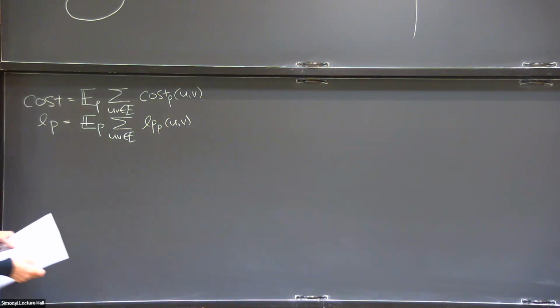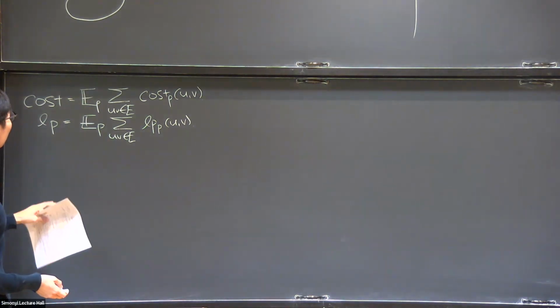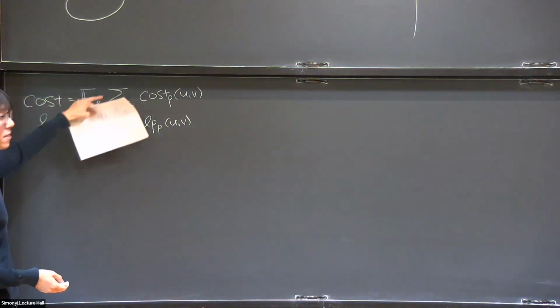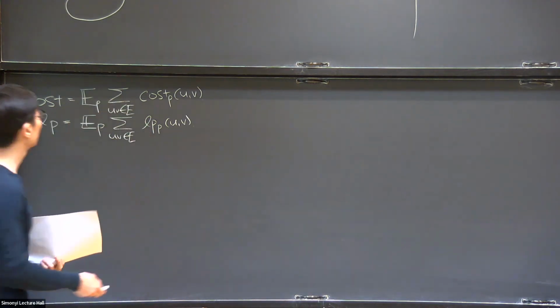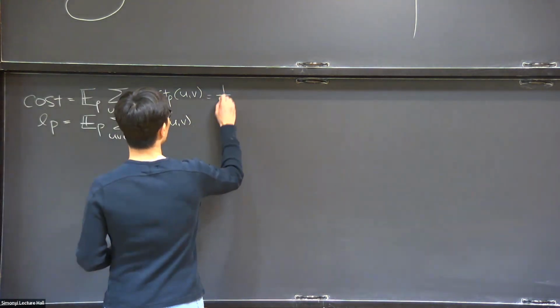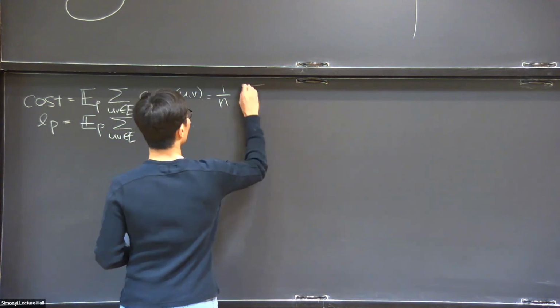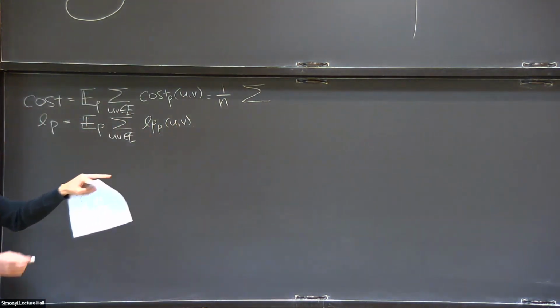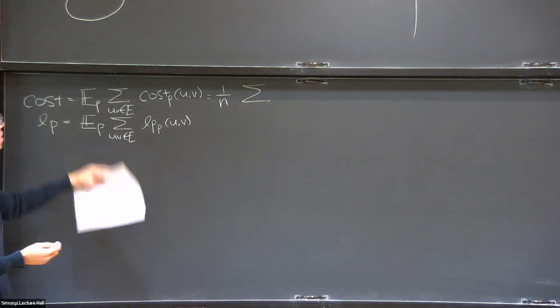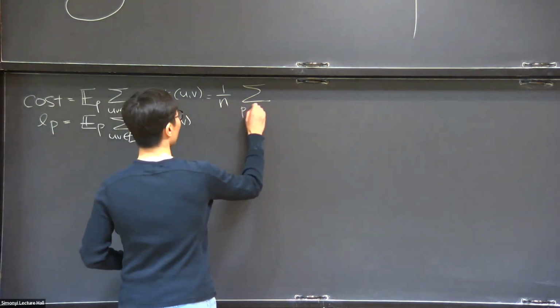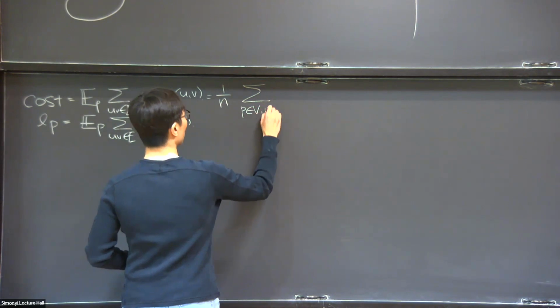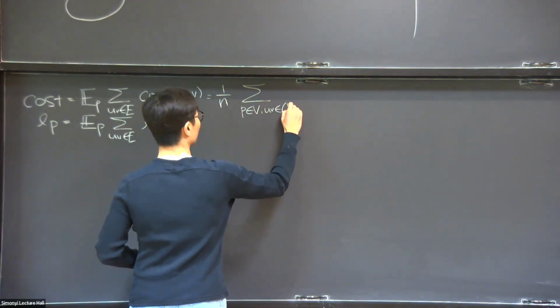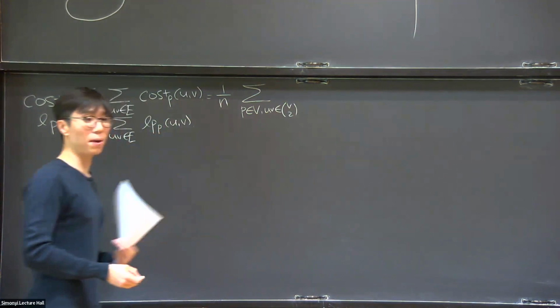Then I don't even like these different signs, expectation and summation. So let me just write it as 1 over n times the sum over P and UV. There's a slight nuance because the P's range over any vertex, and then UV is a random pair.